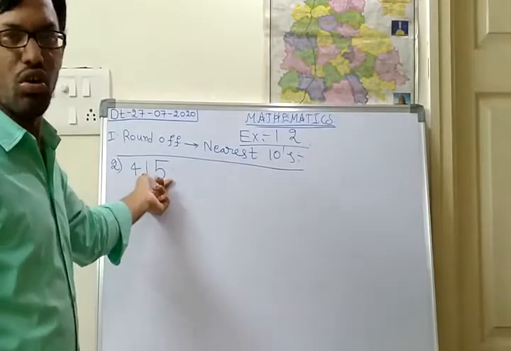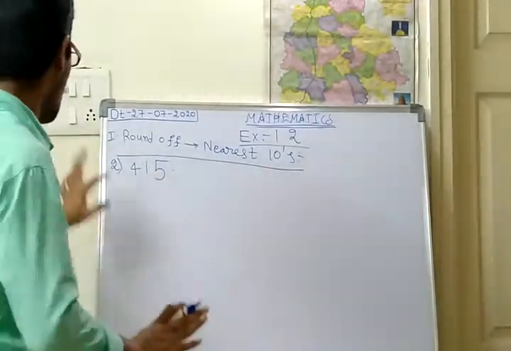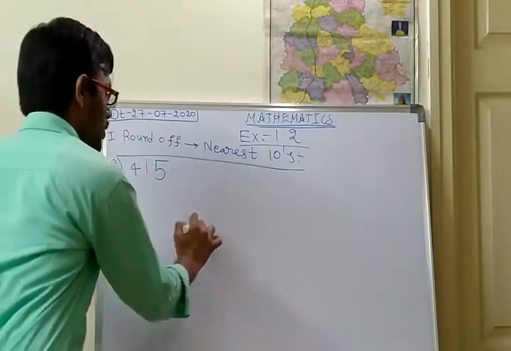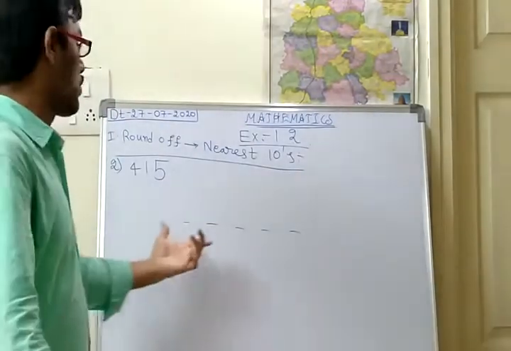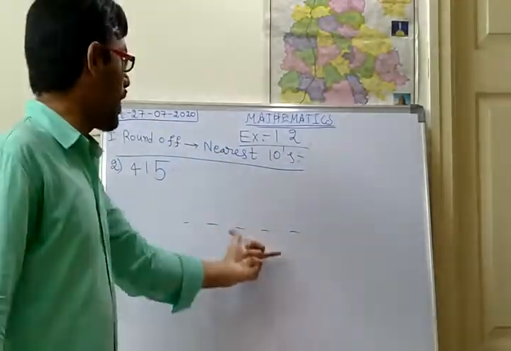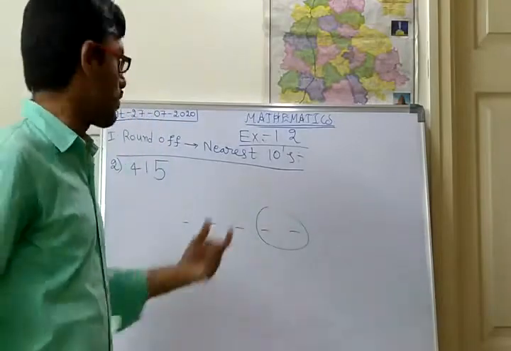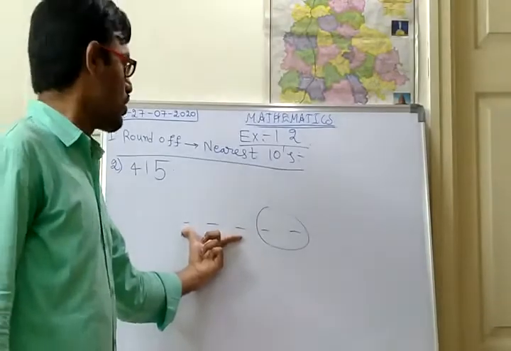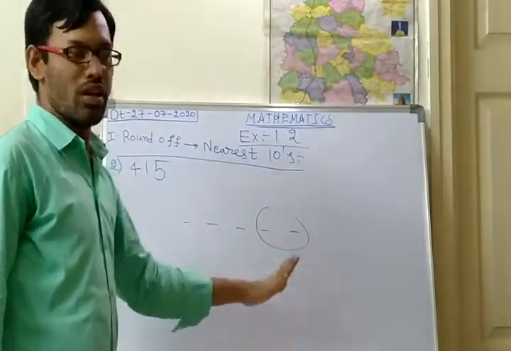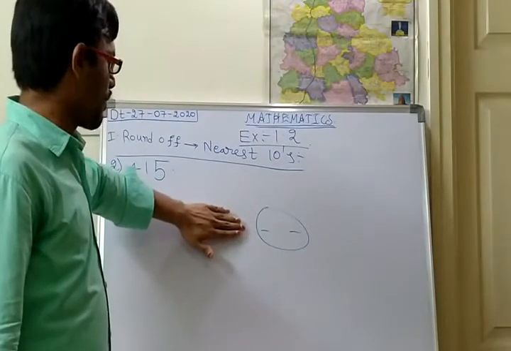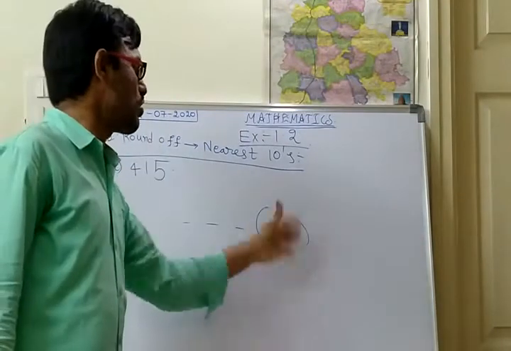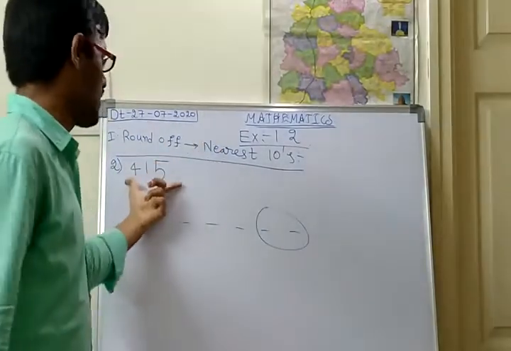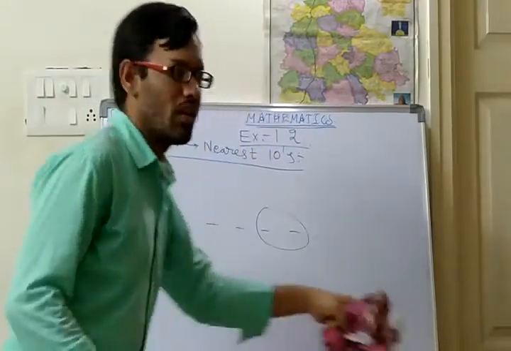I think you are understanding. Don't worry about the other numbers. Suppose he has given a 5-digit number, and he may ask to round off to the nearest tens. You are not supposed to bother about the other 3 digits, only the ones place and tens place. So how you should identify, we shall see by seeing this one. You can get a clear idea about it.